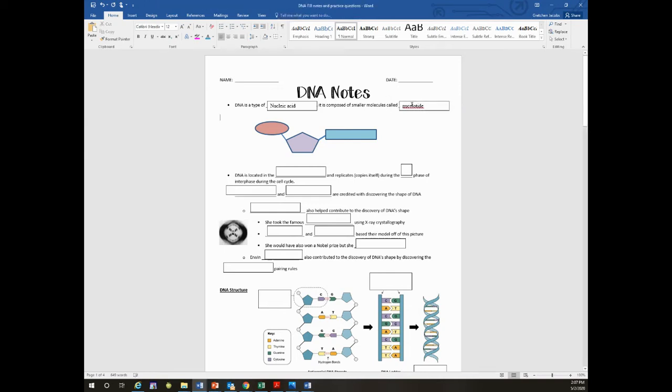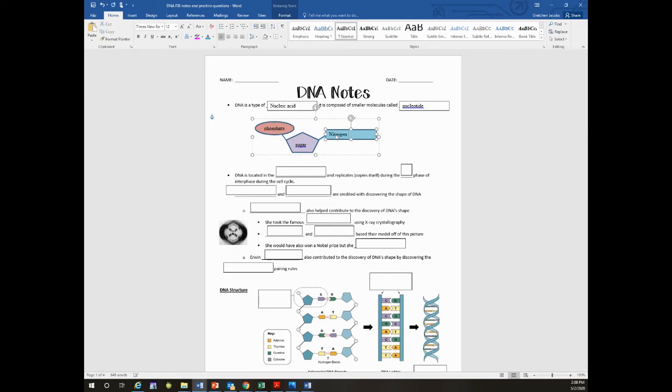So a nucleotide, sorry, I can't spell or type. Okay, so a nucleotide has 3 parts. A nucleotide has a sugar. In DNA, the sugar is deoxyribose. In RNA, the sugar is ribose. It has a phosphate. And it has a nitrogen base.